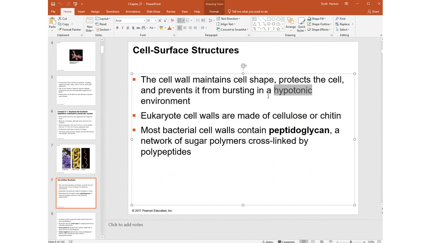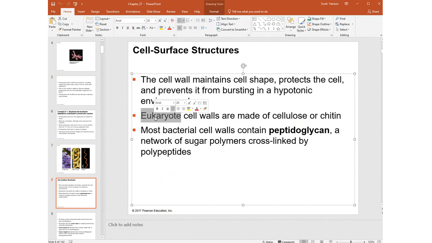A hypotonic solution is a solution that has a lower concentration of solutes than inside the cell. And since it has a lower concentration of solutes than inside the cell, water would tend to try to rush into the cell and cause the cell to burst, but a cell wall helps to prevent it from bursting.